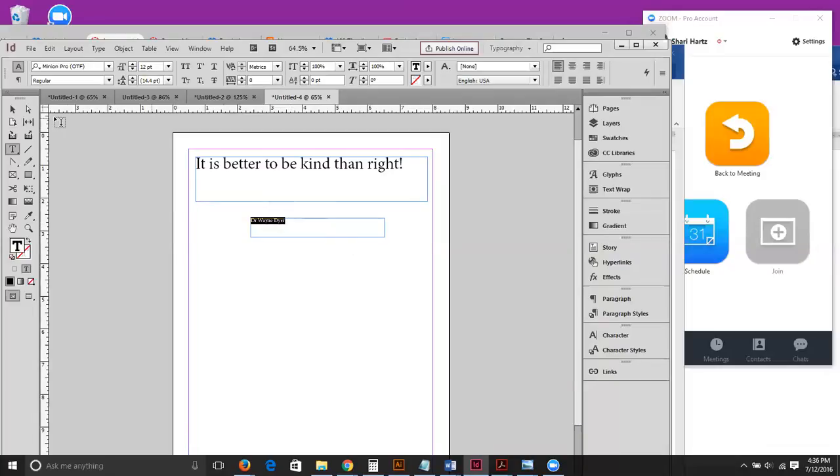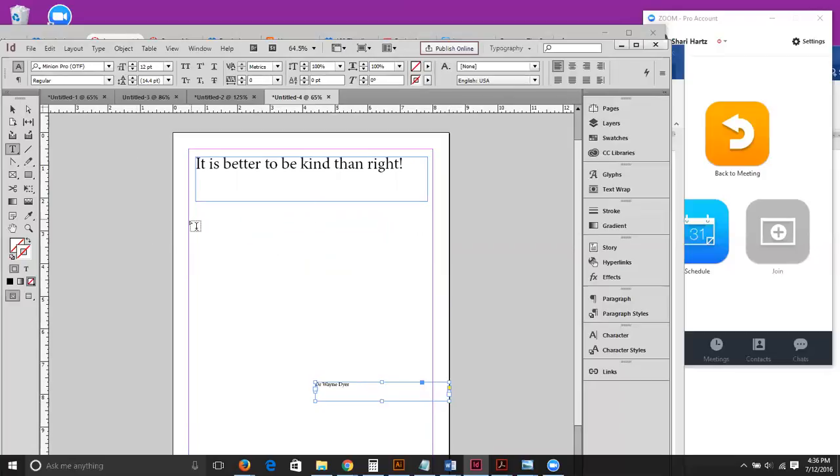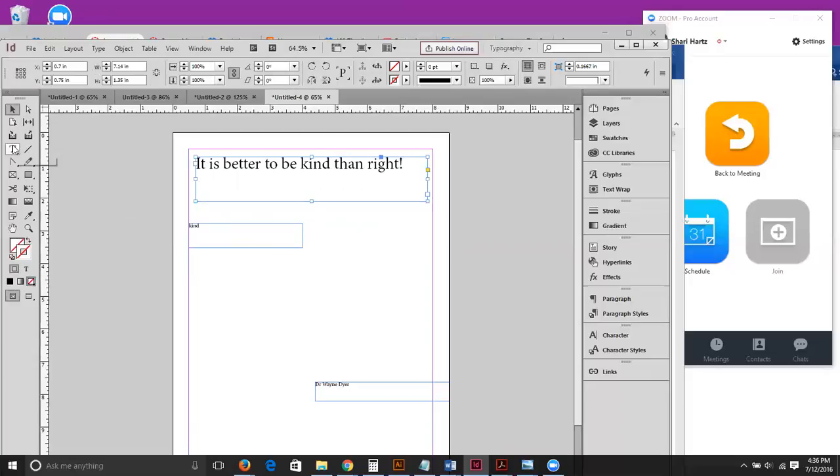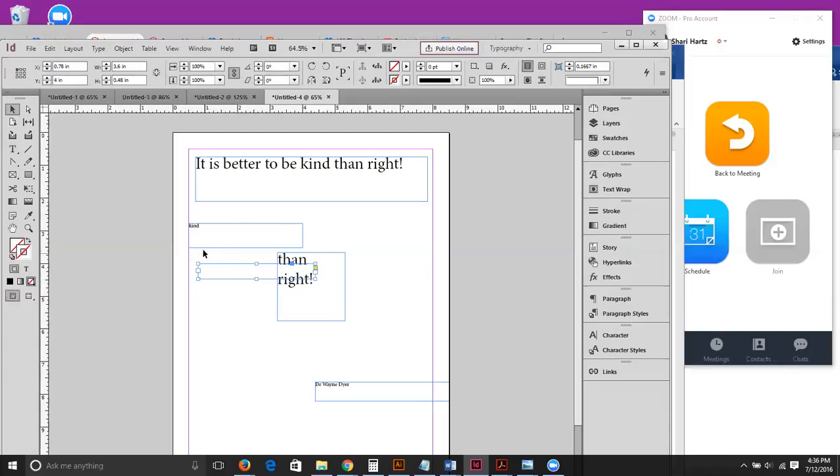All right, so I'm going to do him separately so I can play with that. So maybe what I'll do is a separate text box. I'll put kind in that one. And maybe we'll do a separate one that does then right. I guess it wants to be its own box. All right. You want to be your own box, so you're going to be your own box.